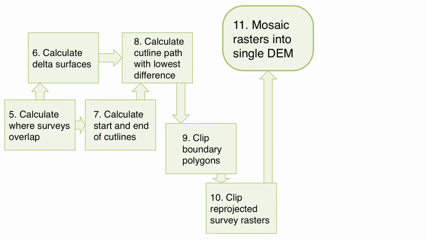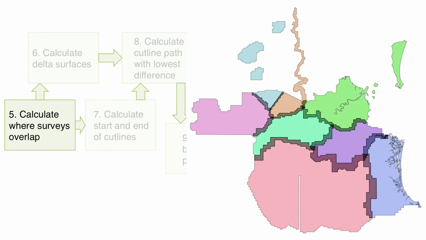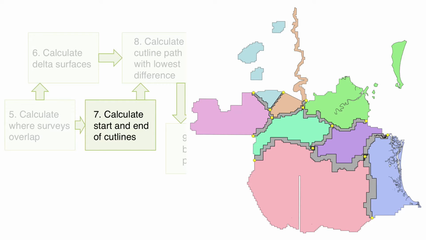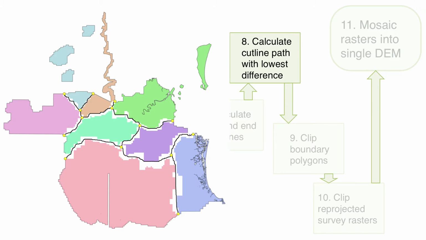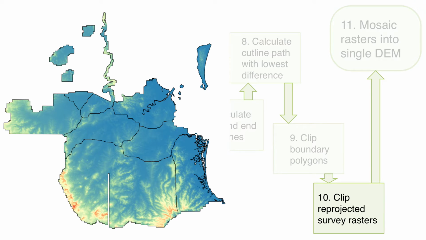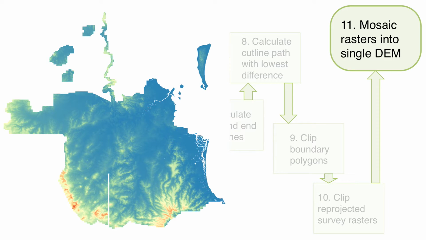The next stage is the manipulation stage. First, we find out where the surveys overlap. We then calculate the height differences in the overlap, determine where to start and end our cut lines, calculate the path between these points as the lowest overall difference, clip the boundary polygons with these lines, and use them to clip the surface rasters. Finally, we merge all of the rasters into a single DEM.